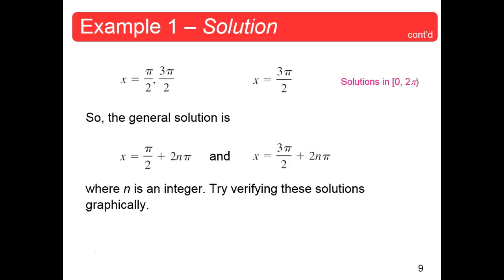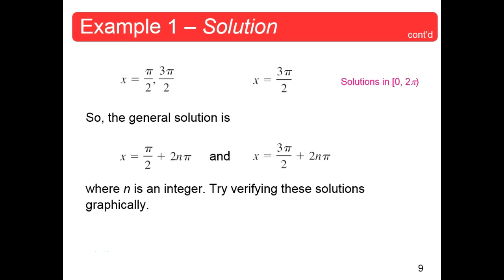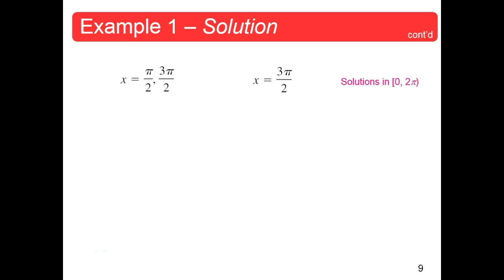And it says, try verifying graphically. Yeah, if you've got a graphing calculator, knock yourself out. Okay. That was example 1, right? They skipped 2 and 3. So let's go back and do 2 and 3, or at least 2. We may not have time for 3 today.